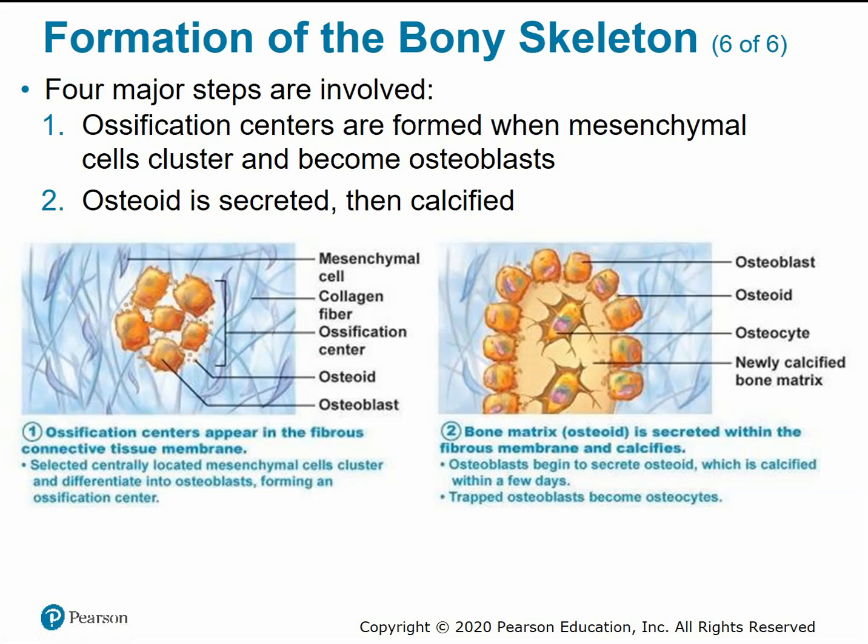So our mesenchymal cells will cluster and form osteoblasts. Remember, osteoblasts were the bone-forming cells that are going to secrete the matrix. So step 2, these new osteoblasts will secrete our bone matrix or osteoid within the fibrous membrane and then calcify. So it's similar to endochondral ossification, where we start in the center and then the process of ossification slowly spreads outward through the rest of the bone.